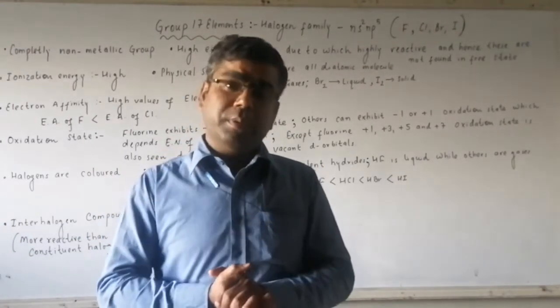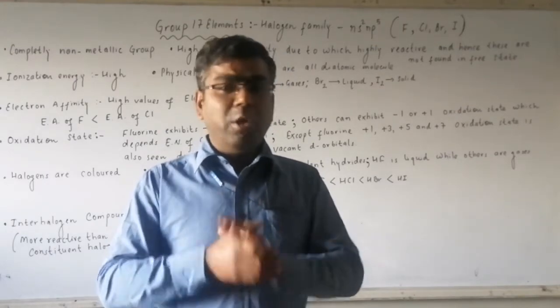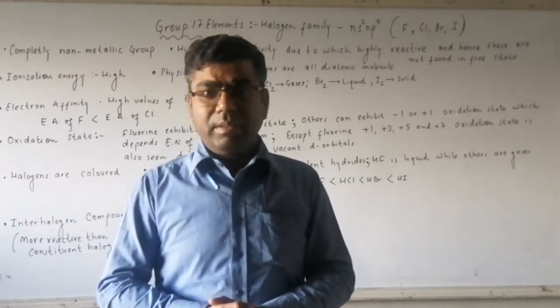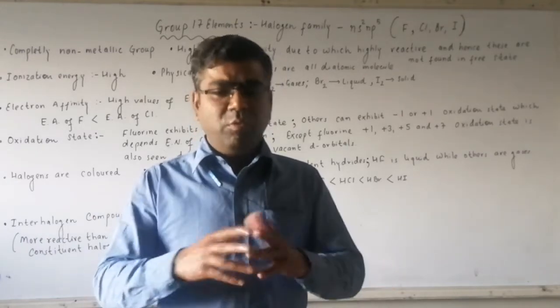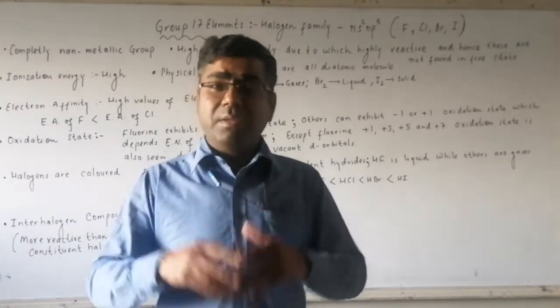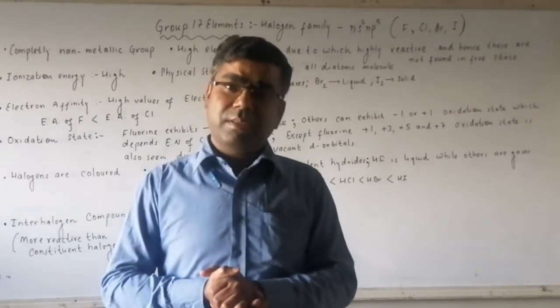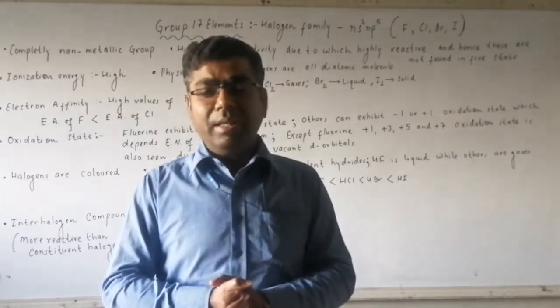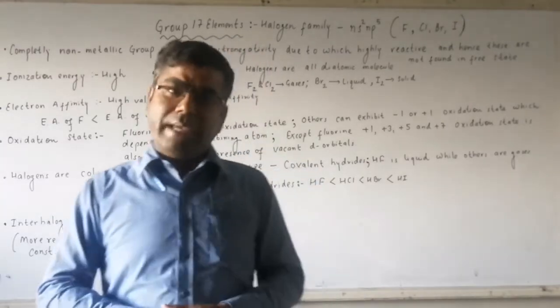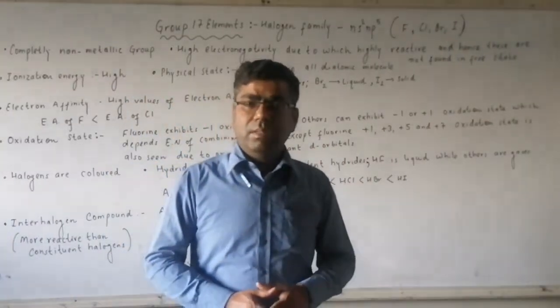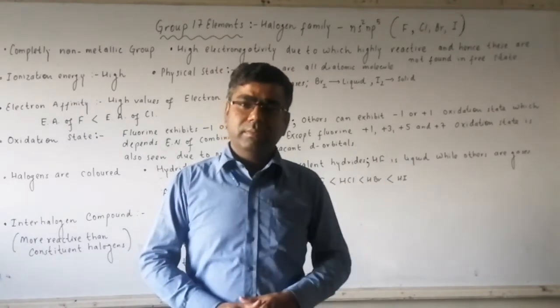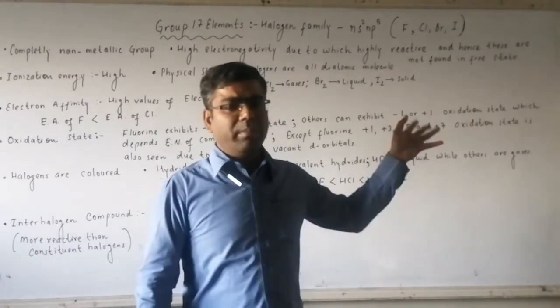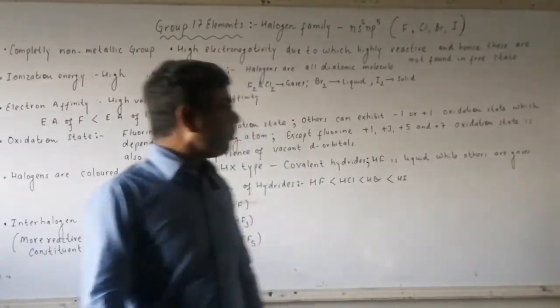As we move down in a group, the value of IP decreases. Reason? The atomic size. As we move down in a group, atomic size increases, as a result of which the value of IP decreases. Iodine can form I plus ion. Iodine can lose an electron because the size of iodine is maximum in group number 17.